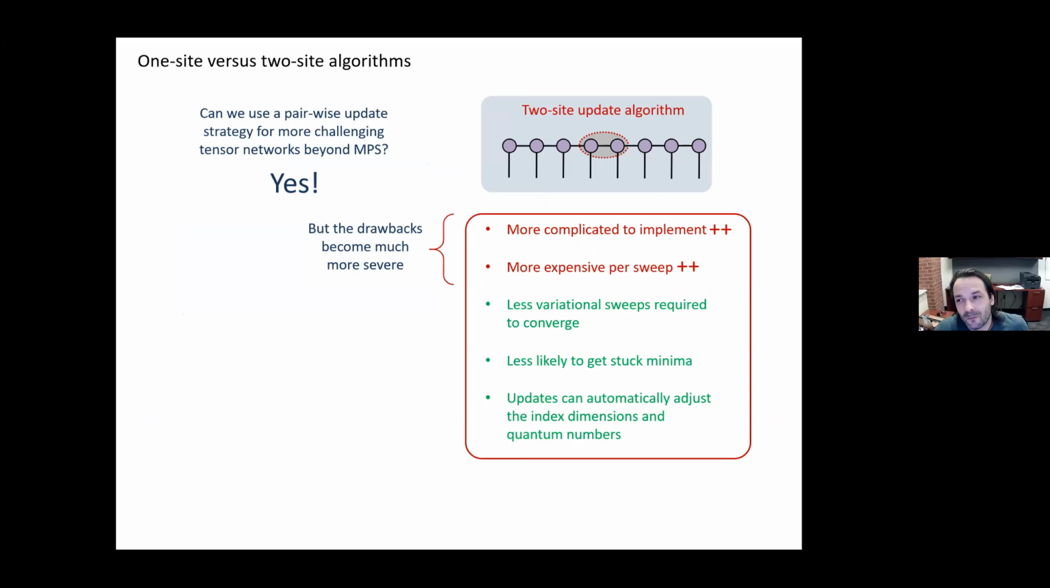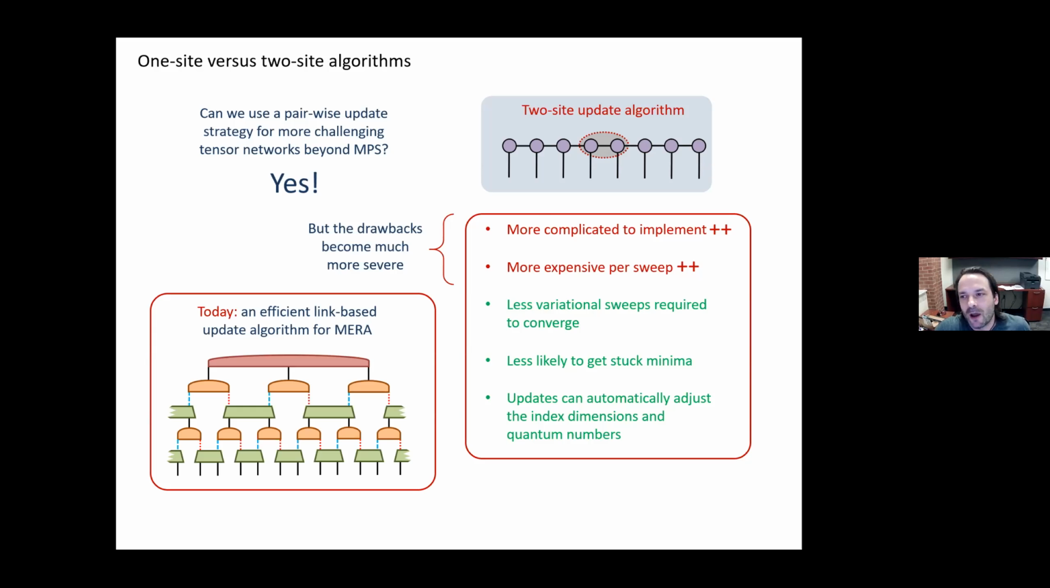However, the MPS, the matrix product state, had a lot of things that simplified these steps that other networks don't have. So the drawbacks become much more severe. A general two-site algorithm becomes much, much more complicated than the single site, and in general could be more expensive as well. But today I'm going to show how these complicating factors can be overcome in the specific case we want to deal with, the MERA, the multiscale entanglement renormalization ansatz.